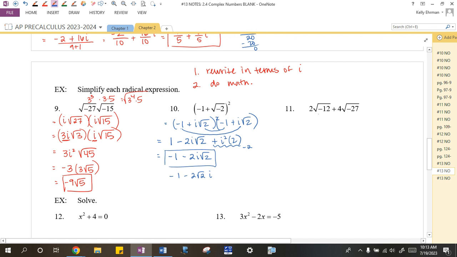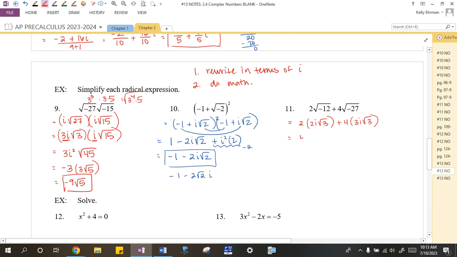For adding radical expressions together, remember we can only add radicals if they are the same radical, and then we're just combining how many there are. So follow the same rule first. Simplify the i. So radical negative 12 becomes 2i radical 3. And radical negative 27 becomes 3i radical 3.